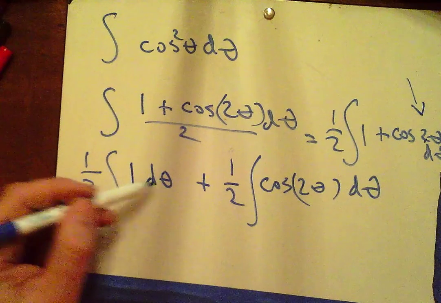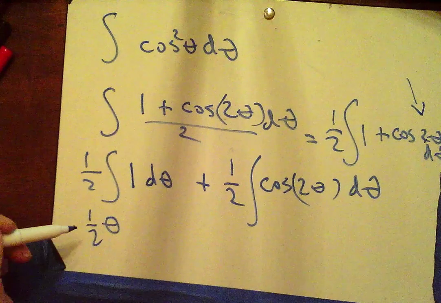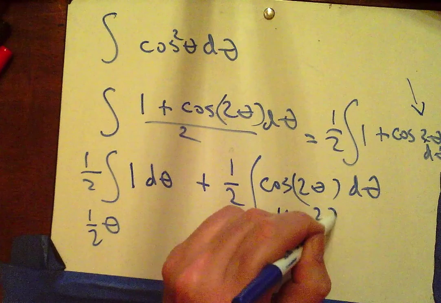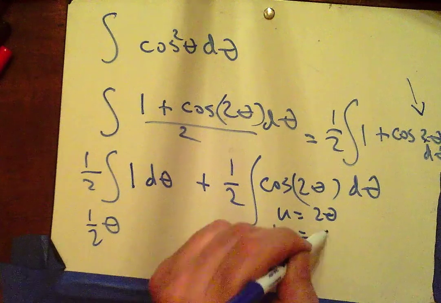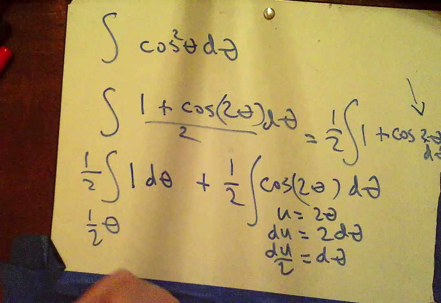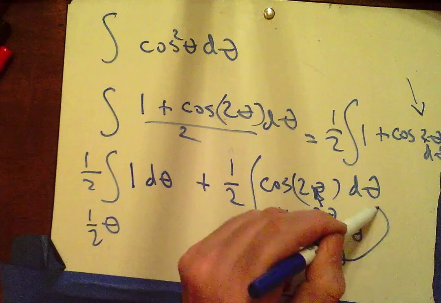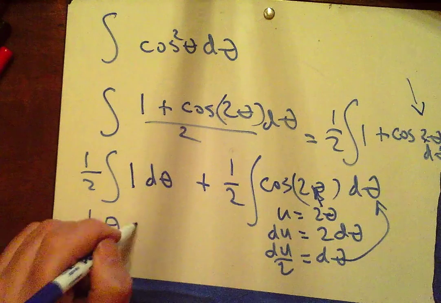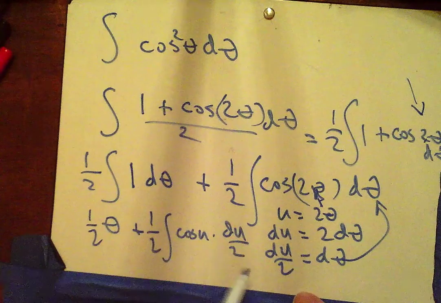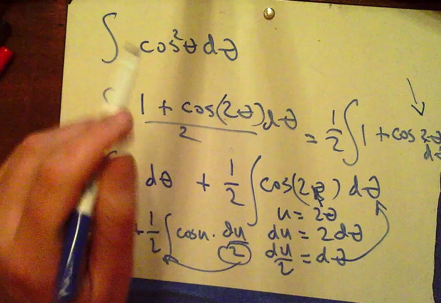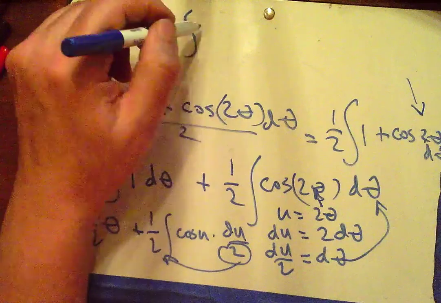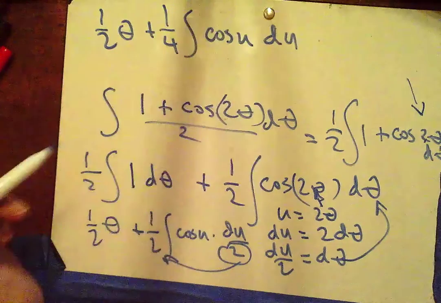Okay, my antiderivative of 1 d theta is just going to be theta. Here, I'm going to do a u sub where u equals 2 theta. So du equals 2 d theta, or du over 2 equals d theta. So that becomes u, and that becomes du over 2. So plus 1/2 integral cosine u du over 2. Let's pull this 2 out. And so now I'm looking at 1/2 theta plus 1/4 integral cosine u du.